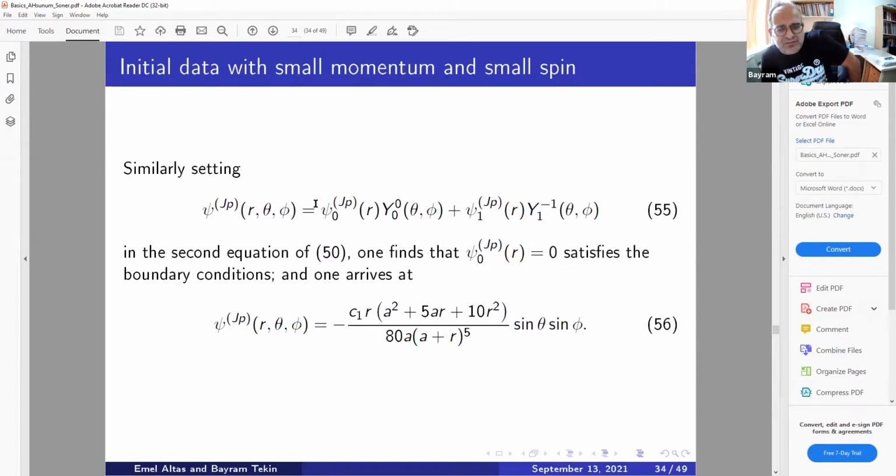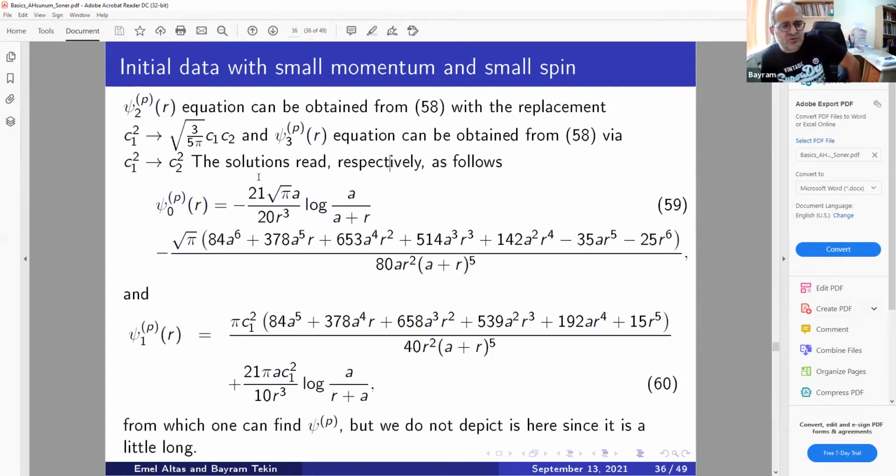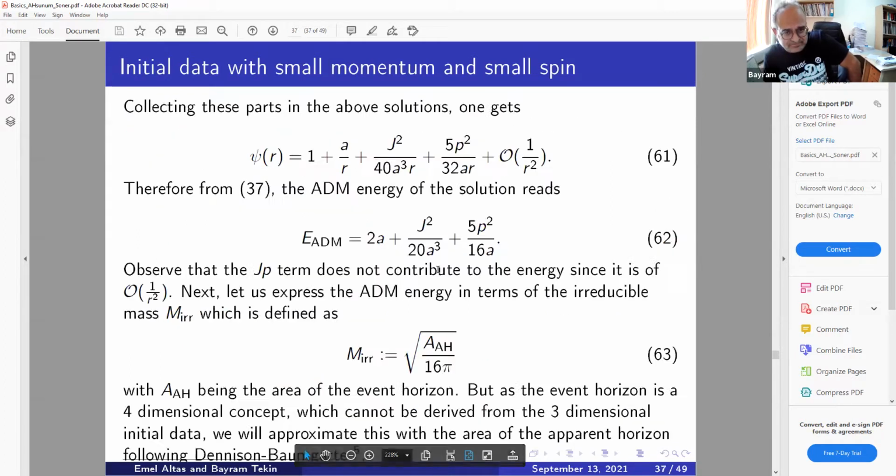Now the JP part, if you work it out, it gives you 0 for the lowest order, but the first order or second order, it gives you 56. You are solving linear equations in perturbation theory. For phi p, now this is complicated. It reduces to 4 different equations, 1, 2, 3, 4. And if you look at the equations, they're similar, but the solution is actually a little bit complicated. But still you can solve it with some boundary conditions, okay?